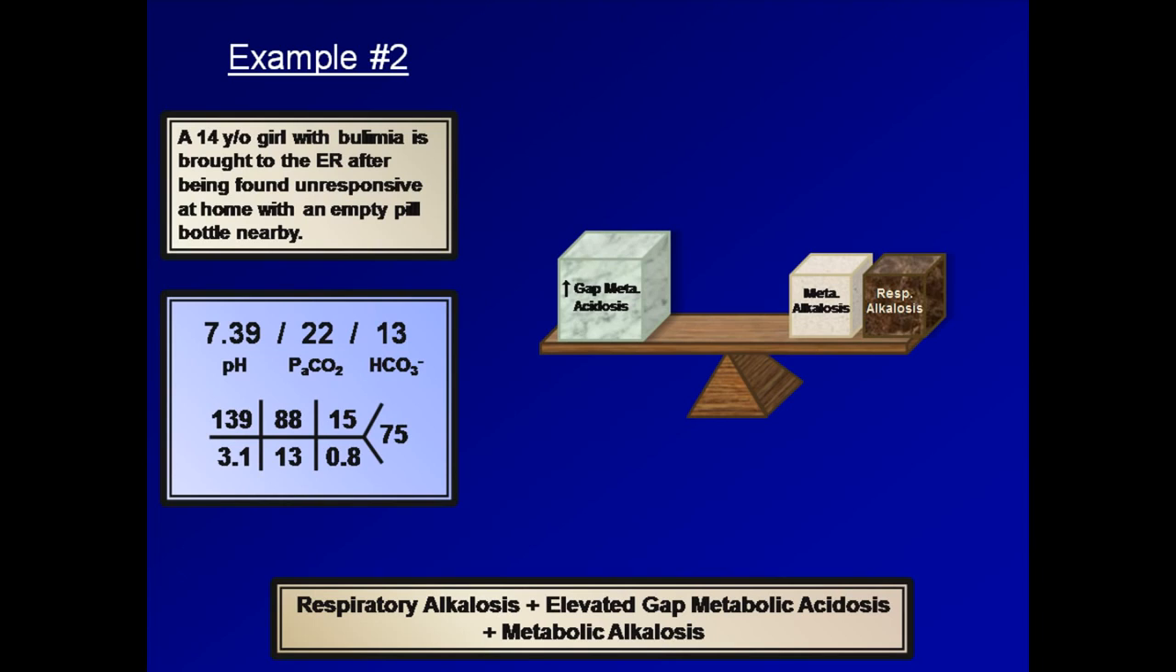I'd say this latter possibility is more likely since aspirin toxicity can also lead to uncoupling of oxidative phosphorylation in mitochondria, leading to a lactic acidosis, which could be the cause of the elevated gap metabolic acidosis the patient also has. Finally, as the girl has bulimia, she may habitually induce herself to vomit, leading to a loss of hydrogen ions in the expelled gastric fluids.